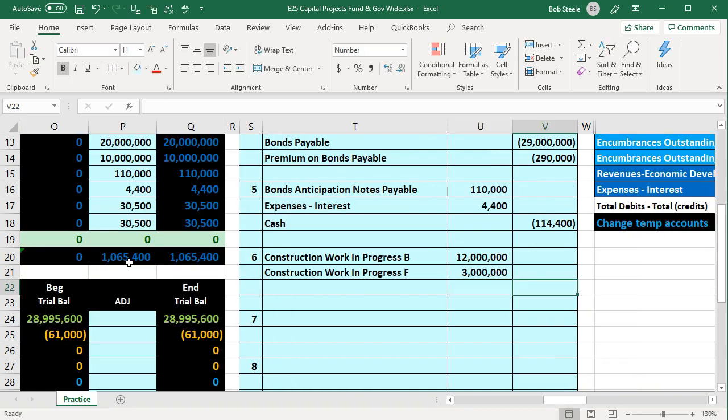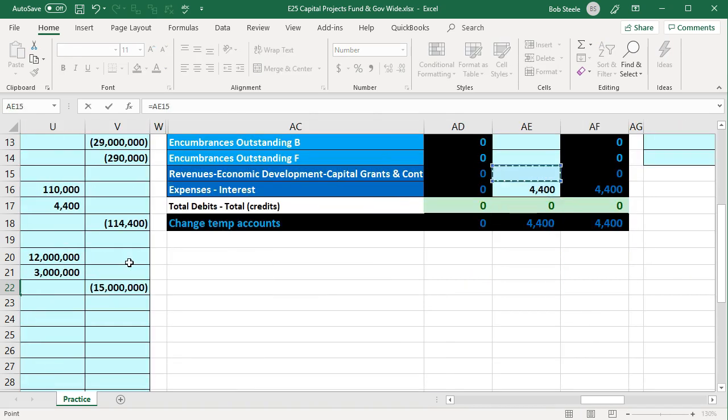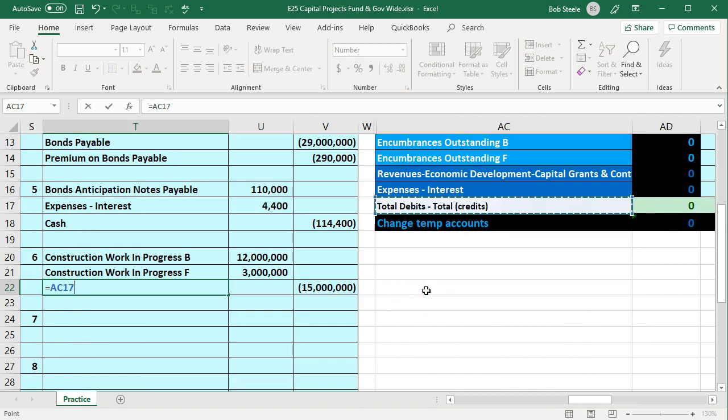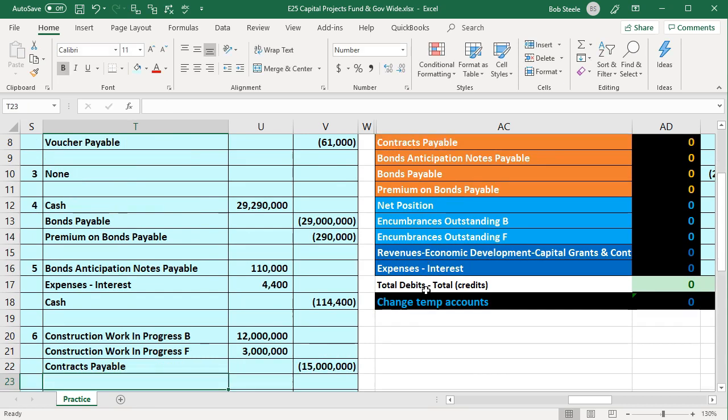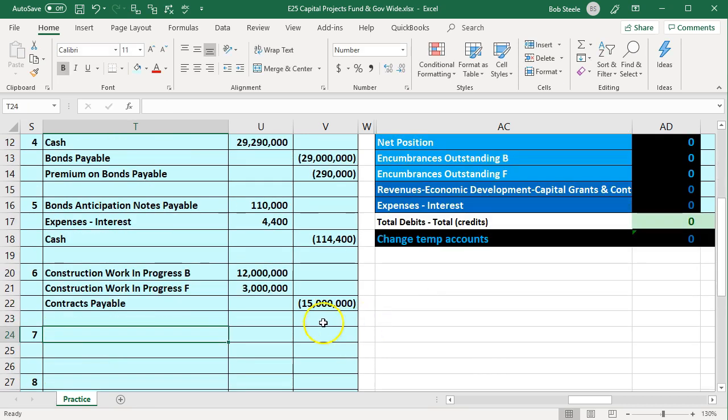And then the credit is going to be the negative sum, or the plug formula, which I would call it, of this item. That's going to be the 15 that we're going to need. And that's going to go to some type of payable account, somewhere in the orange areas. We're going to put it to the contracts payable. Contracts payable, that's what we'll use.